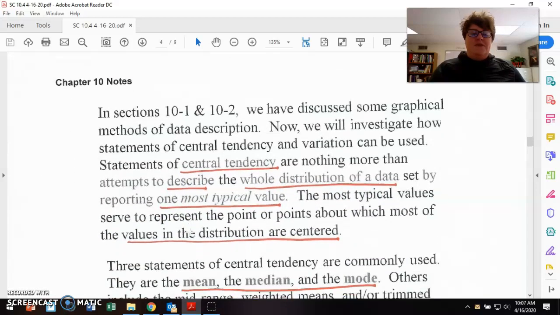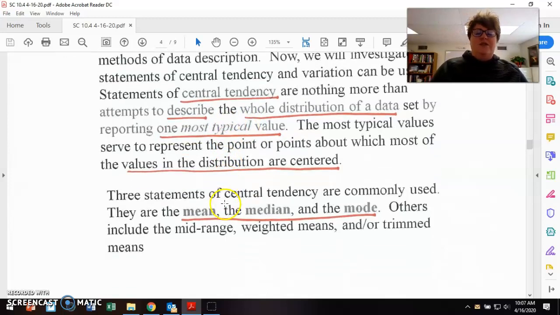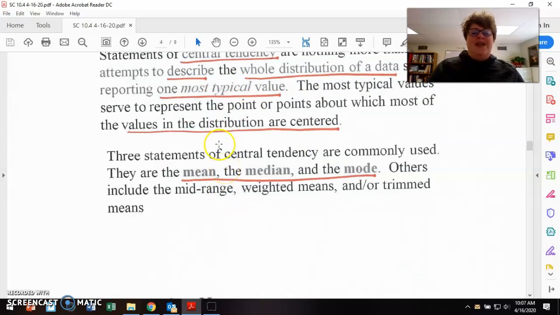Okay, so what we want to focus on today is central tendency, and they describe the whole distribution of data with one value. The three that we're going to look at are mean, median, and mode. Mean, median, and mode.